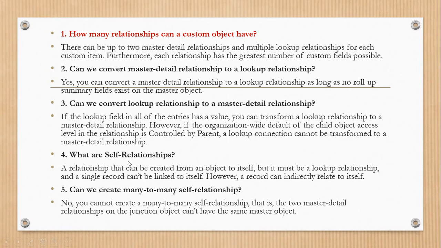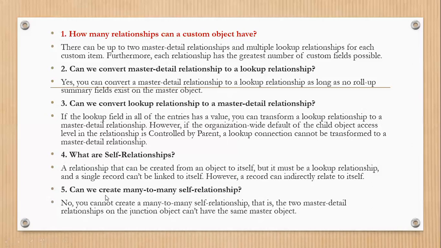Next question: what are self relationships? A relationship that can be created from an object to itself, but it must be a lookup relationship, and a single record cannot be linked to itself. However, records can indirectly relate to themselves.